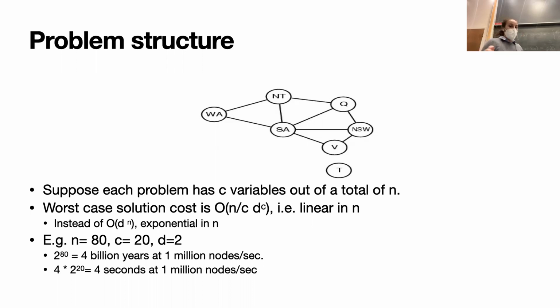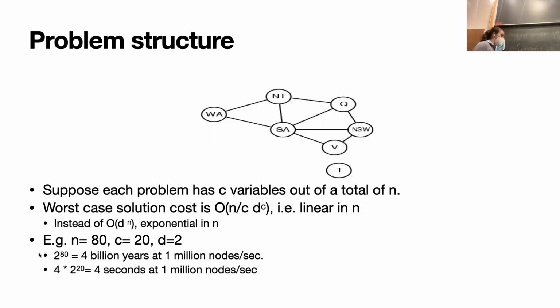Suppose that each subproblem has C variables out of a total of N in our graph. The worst case cost is big O of N over C, because we split it up into subproblems, times D to the C, which is basically linear in N, instead of big O of D to the N, which is exponential. Remember here, D is the domain size.